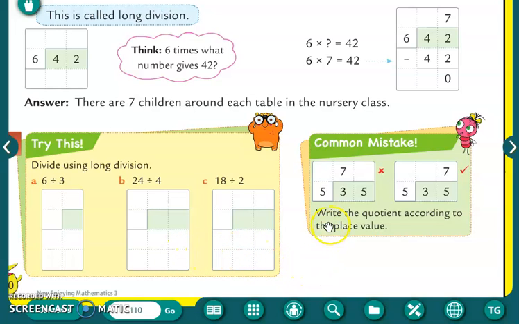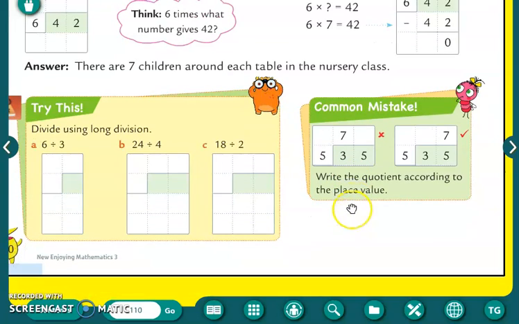And yes, remember this, if you are writing the numbers, we have to write it according to place value. You don't have to write here on the tens place. First of all, you will write on the ones place. Now we will go to the next page.